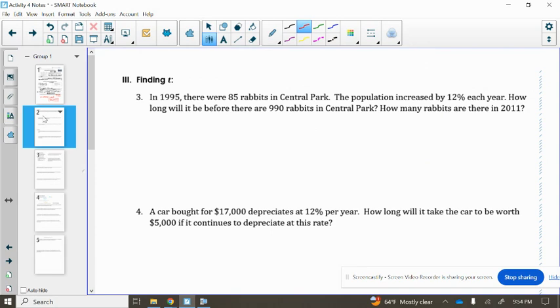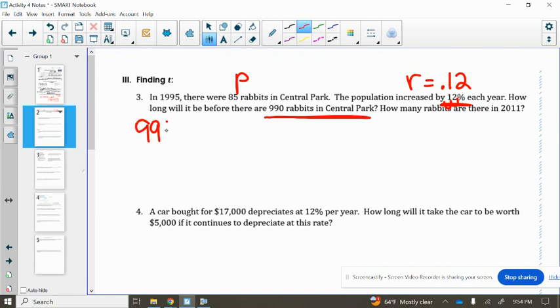So notice in this one it says in 1995 we had 85 rabbits in Central Park. So our starting was 85, and then our population increased by 12%. So 0.12 this time, because again, we're going to move that back 2 spots. And we want to know how long before there are 990 rabbits in Central Park and how many were there in 2011. So let's start with the 990.